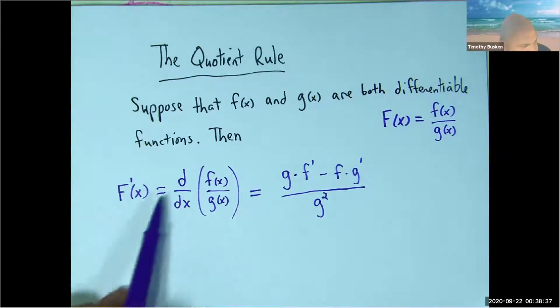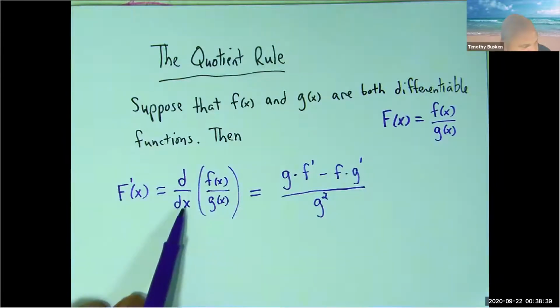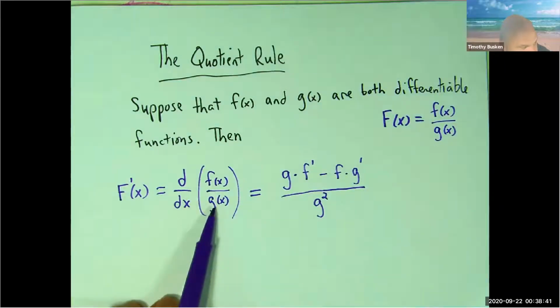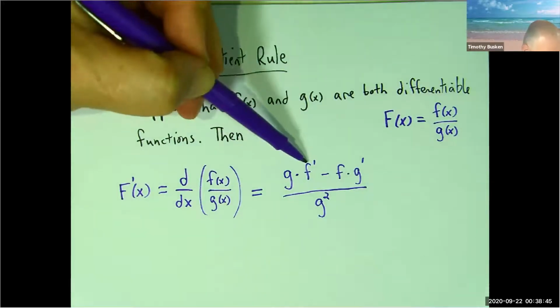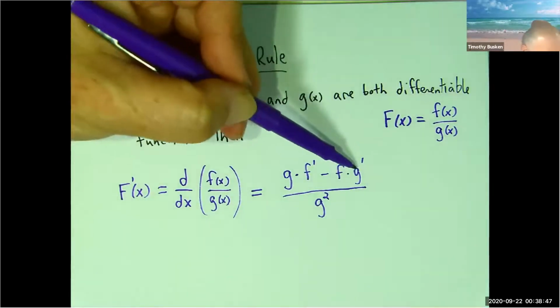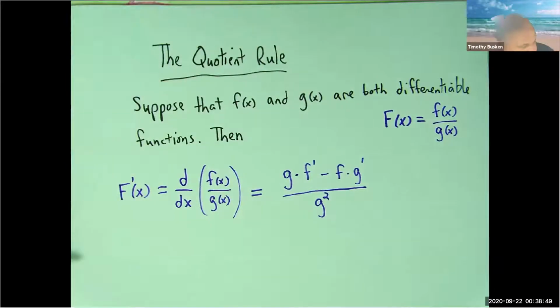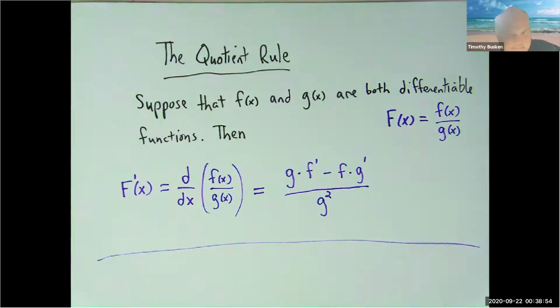And it just says that that's equal to the derivative with respect to x of f divided by g, and that's just going to be g times f prime minus f times g prime over g squared. Let's take a look at an example of how one might use the quotient rule.